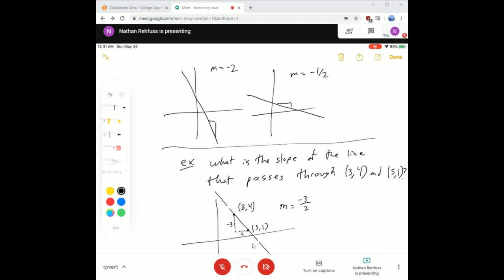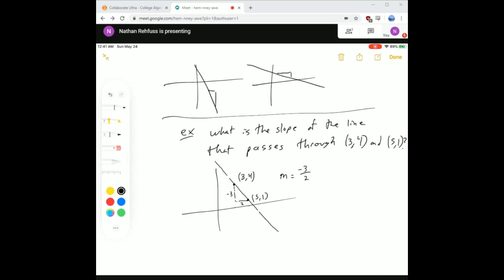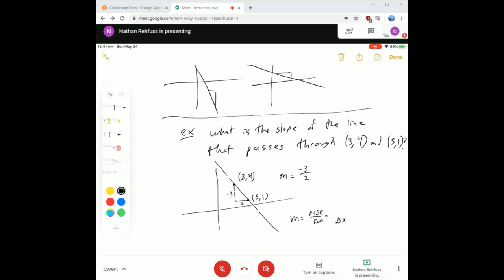How did I get these 2 distances? Well, it was the change in x and the change in y. So I could write it this way. Slope is rise over run. Or I could write it as how much did the x change? That's the run, delta x. I use a Greek letter delta, like on a fraternity sign. Greek letter delta means change.